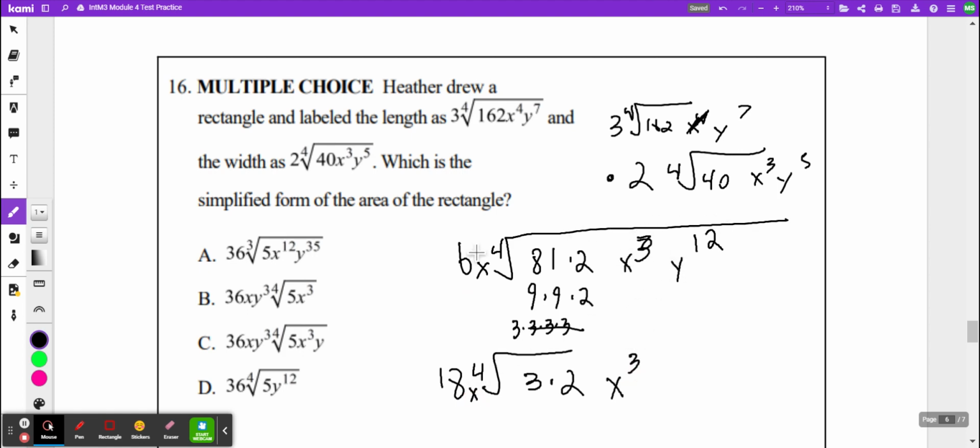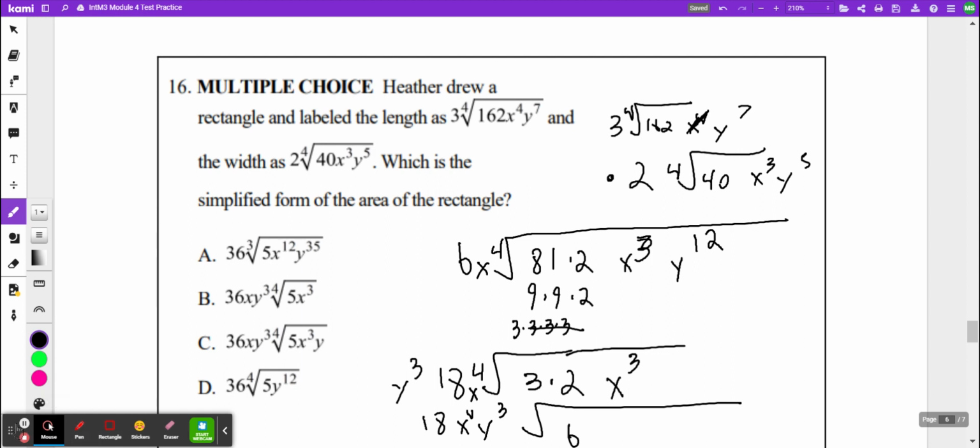And then I have this x to the 4. I have this fourth root of y to the 12. I can do 12 divided by 4, which is y to the third. So I could pull out a y to the third right here. So then I should have 18x to the fourth y to the third times 6. Should be 6, 3 times 2.